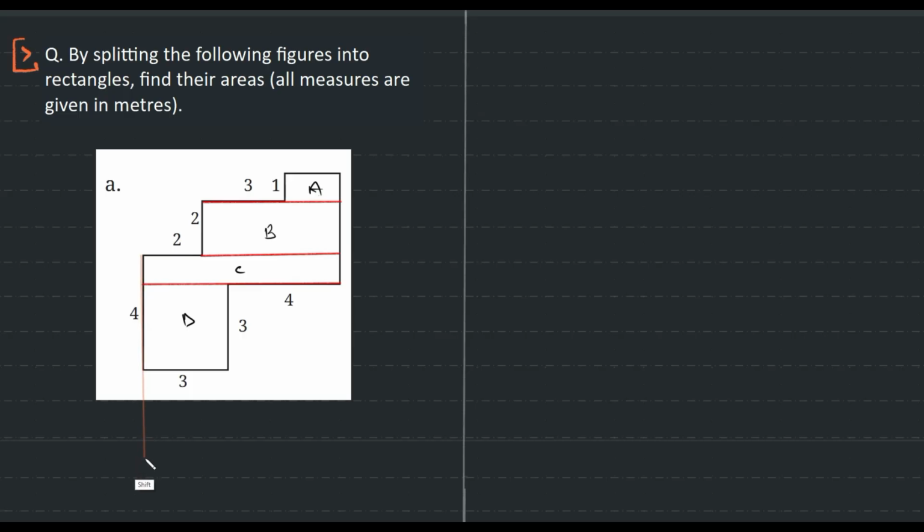So this from here till here is 3 plus 4, that is 7 meters. And at the other end we have 2, 3, and 2 plus 3 is 5. 5 and 7, difference is 2. So this will be 2. Done. And what about this length? This length I can find by adding 3 plus 2, that is 5.